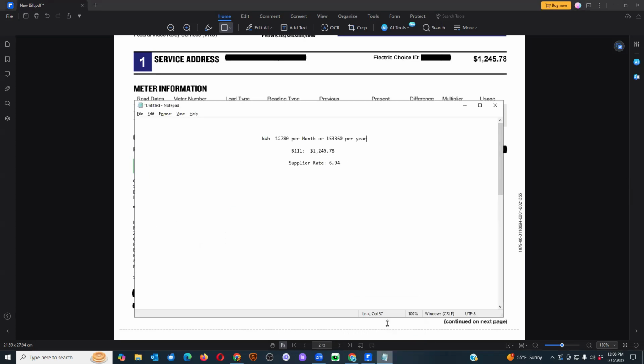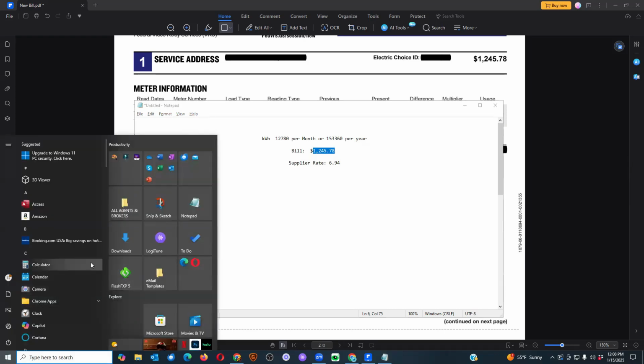So let's take the simple 12,780 per month times 12 is 153,360 kWh per year. The bill is $1,245.78. I typically don't worry about the cents. And the supplier rate is showing 6.94. So if we take the dollars right here and we divide that, so let's grab a calculator real quick.